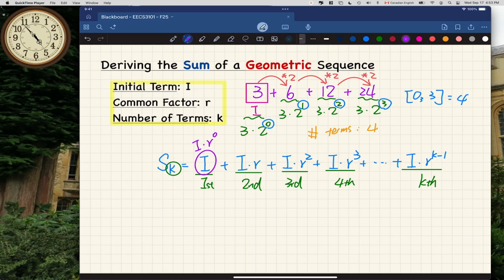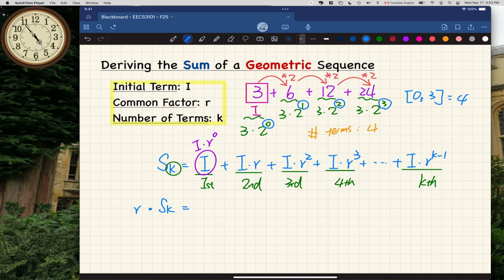Right? Now, how do we derive the sum? You basically do a little bit of a trick here. You multiply this sequence by the common factor r. All right, so let's see how that's going to look. So we'll simply do r, the common factor, multiplied by sk.